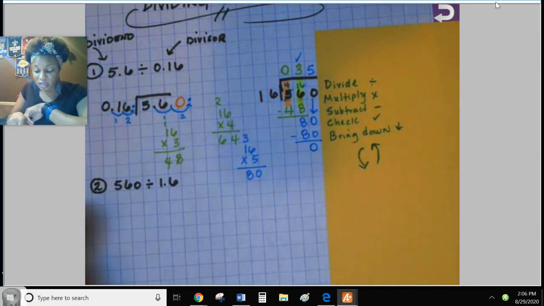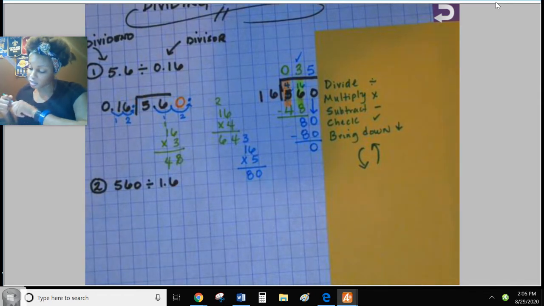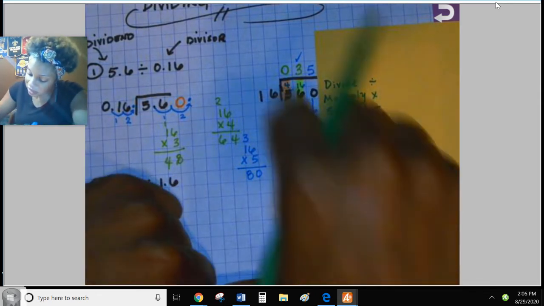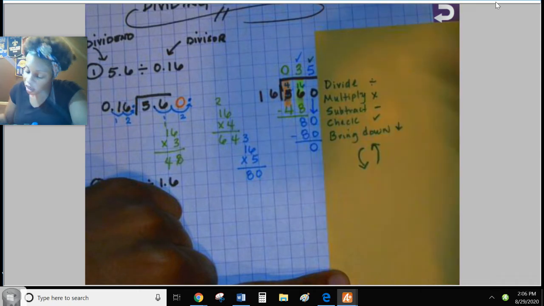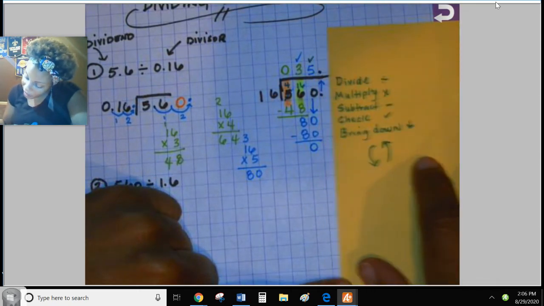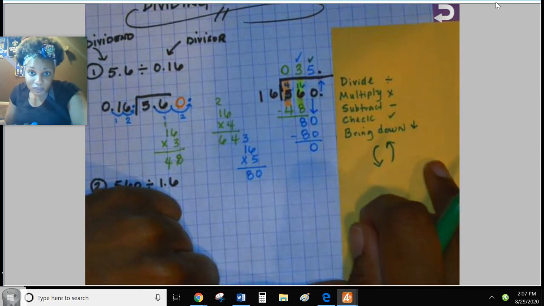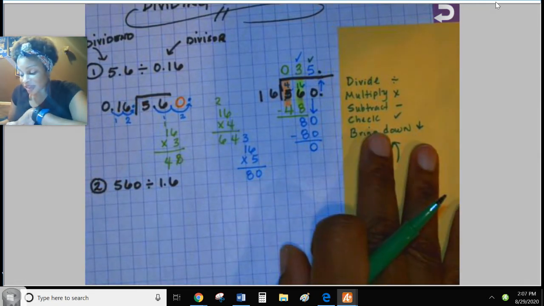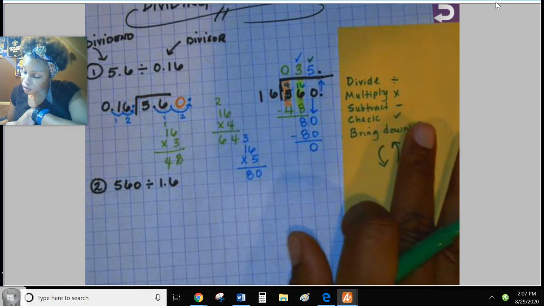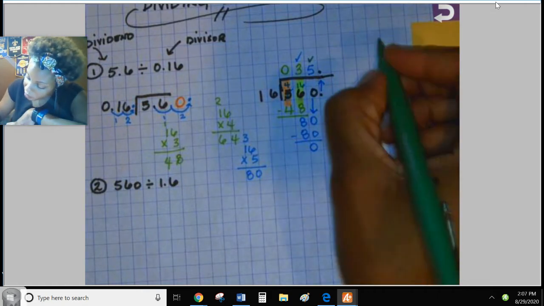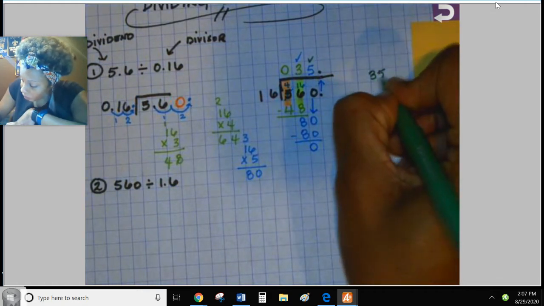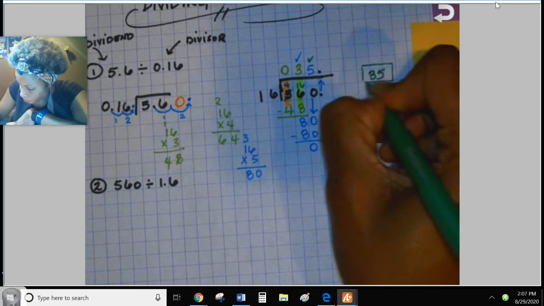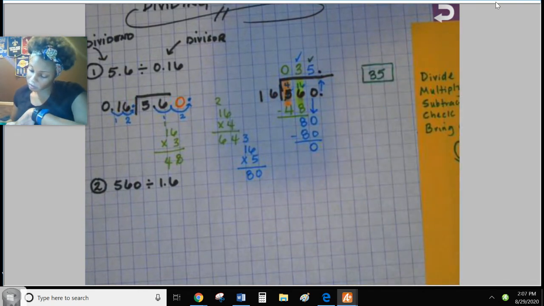Just because I get 0 doesn't mean I don't check. So I still check. Is 0 less than 16? Yes. Check off my work, slide my paper over. I don't have anything left to bring down, so I'm done. At this point, it didn't go past the decimal, so our answer was just 35, which is a whole number. That was our quotient, okay?